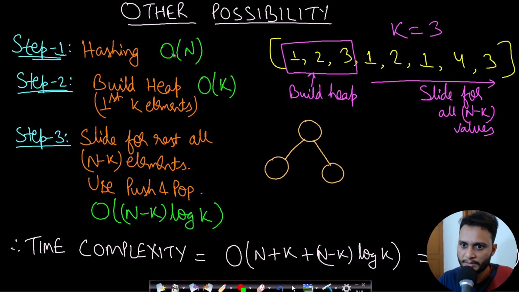Now what can be another technique which we can use here? We can just try to reduce the heap size. The first step will remain the same, like we will take the array and we will apply hashing, right? So that will take order of n. Now after applying hashing on each of the nodes, we will take it entirely and build a heap of size k. So let's assume that after hashing, this is our map.